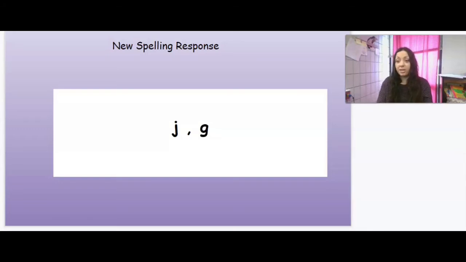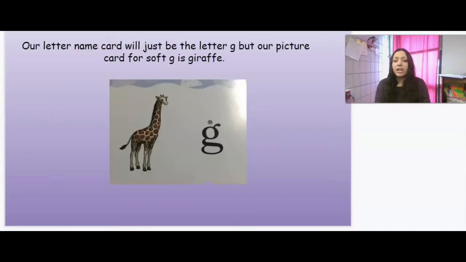All right, so since we made that J sound, the soft G sound, we actually have a new spelling response. So when I say the J sound, now you can say J, comma, G, because sometimes G makes the J sound. And our letter name card will be the same because it's just letter G. But our picture card for soft G is we're going to say giraffe. So what we're going to say is giraffe, J, soft G.